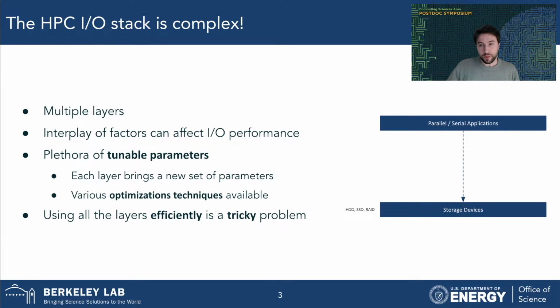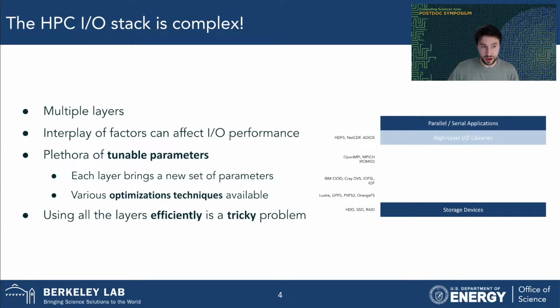So the problem that we have is we normally are aware and familiar with the way that our data is represented at the application level. So we have different parallel and serial scientific applications, and we know that eventually everything that our application reads and writes will reach the file system and the storage devices. But there is a long way down between the application and the storage devices. And that's why we say that the HPC I/O stack is complex.